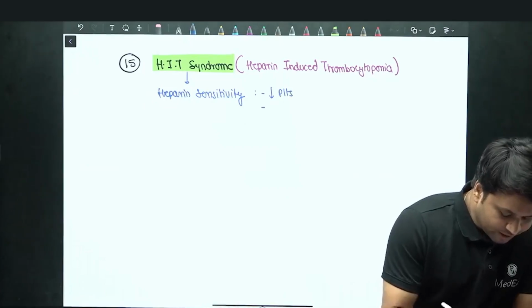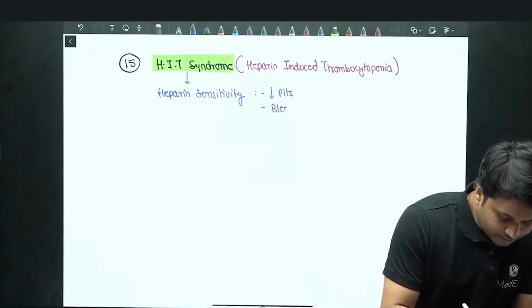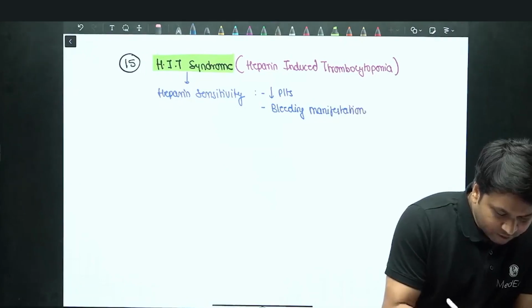The patient will have bleeding manifestations as well. In that, there's petechiae, purpura, bleeding from gums, all is noticed.